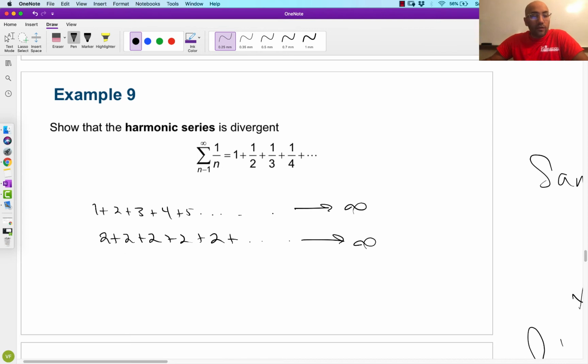So it's important for the individual terms to get smaller. If you have any chance that the entire sum is going to add up to some constant value, then it must be true that the individual terms are getting smaller.